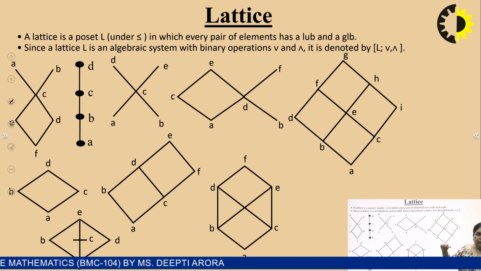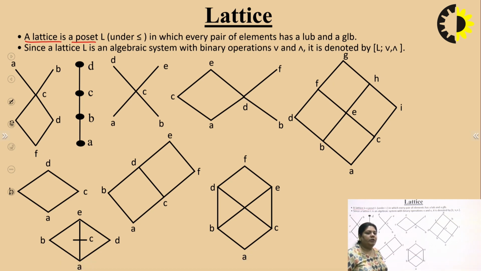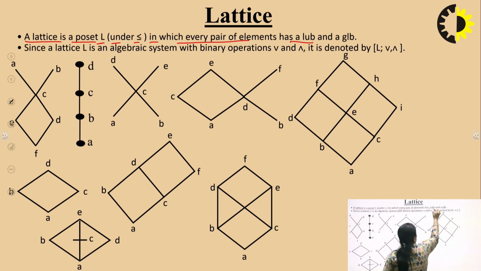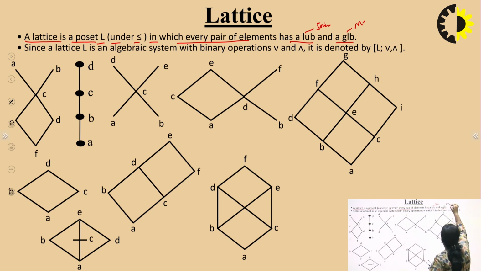So let us first discuss the definition of a lattice. A lattice is a poset L. Poset means a set with a partial relation. What is a partial relation? It has three properties: reflexive, antisymmetric and transitive. We call that poset L under the relation less than or equal to, which is comparable between the elements, in which every pair of elements has a least upper bound, that is join, and a greatest lower bound, that is meet.